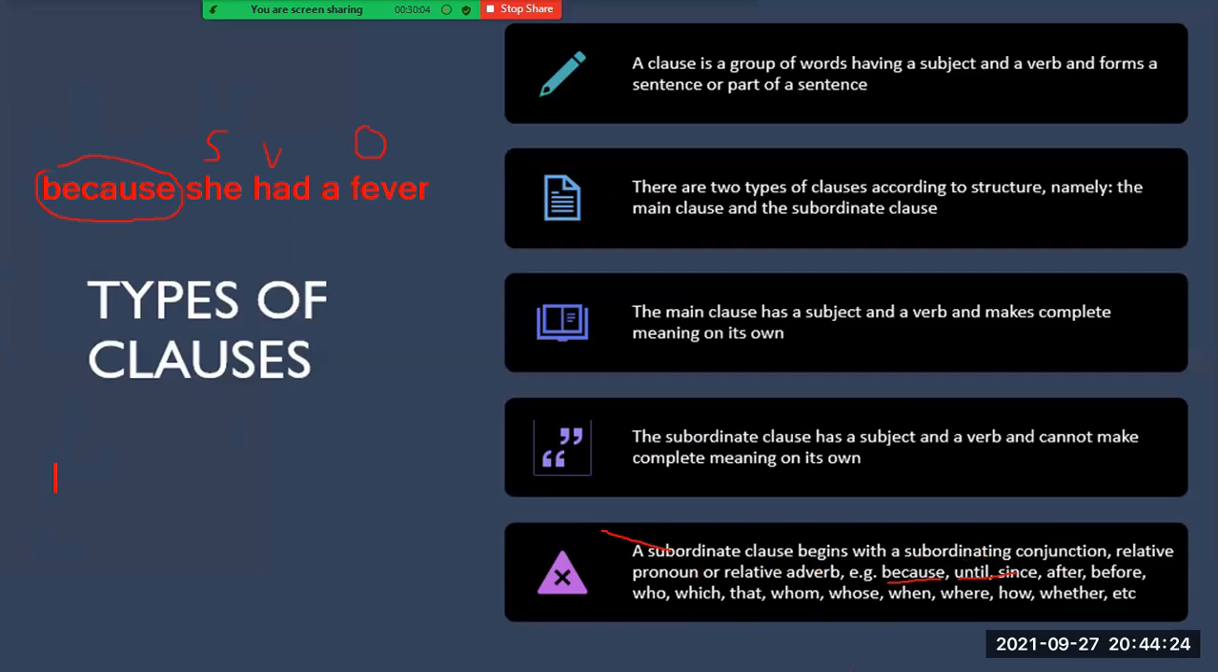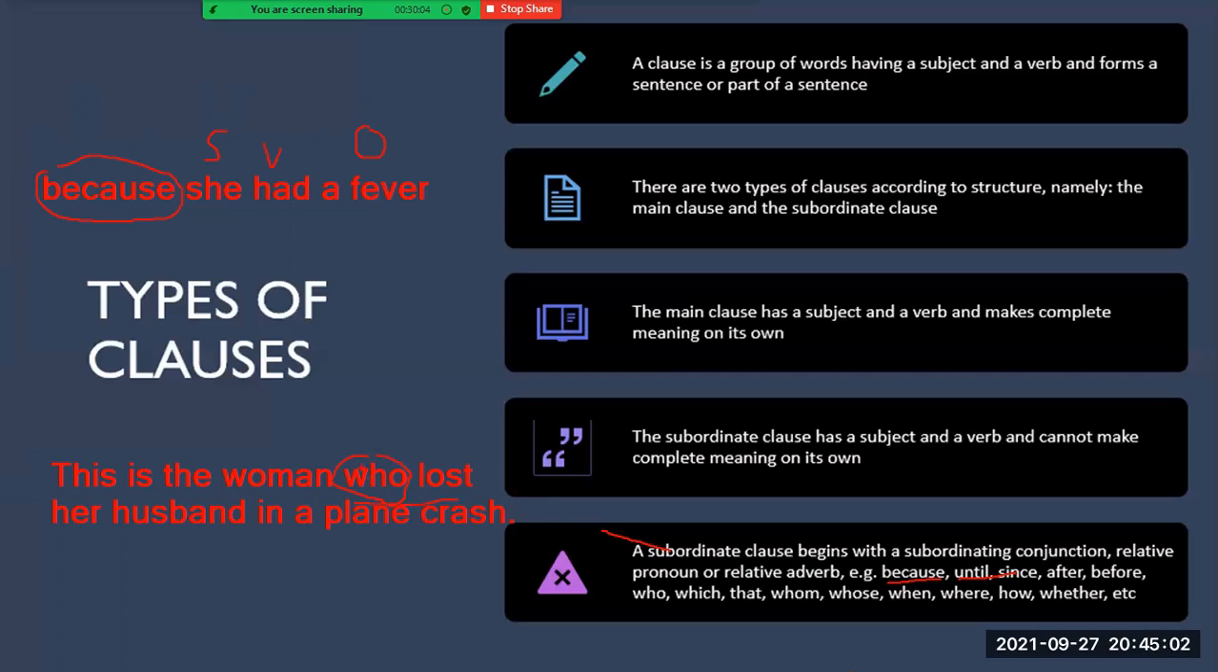For example, if you say, this is the woman who lost her husband in a plane crash. All right. So you can see here that the relative pronoun is who, and that begins this subordinate clause.